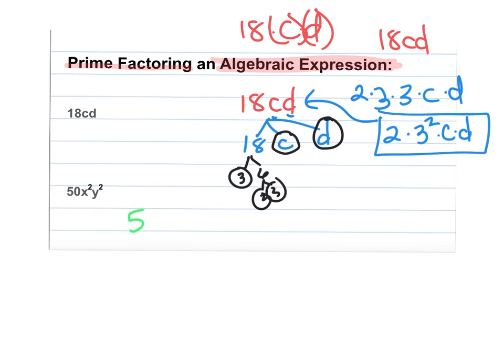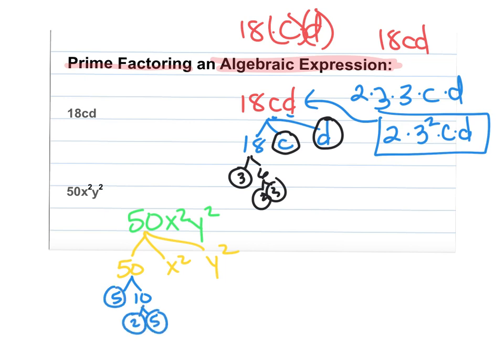Same thing for now, 50 times x squared times y squared. I'm going to split up 50 times x squared times y squared. Split them up because we can divide them if they're being multiplied. 50 I know is 5 times 10 and 2 times 5. X squared, remember squared means a number times itself, so this is x times x. And this is y times y. It's treating them as numbers.